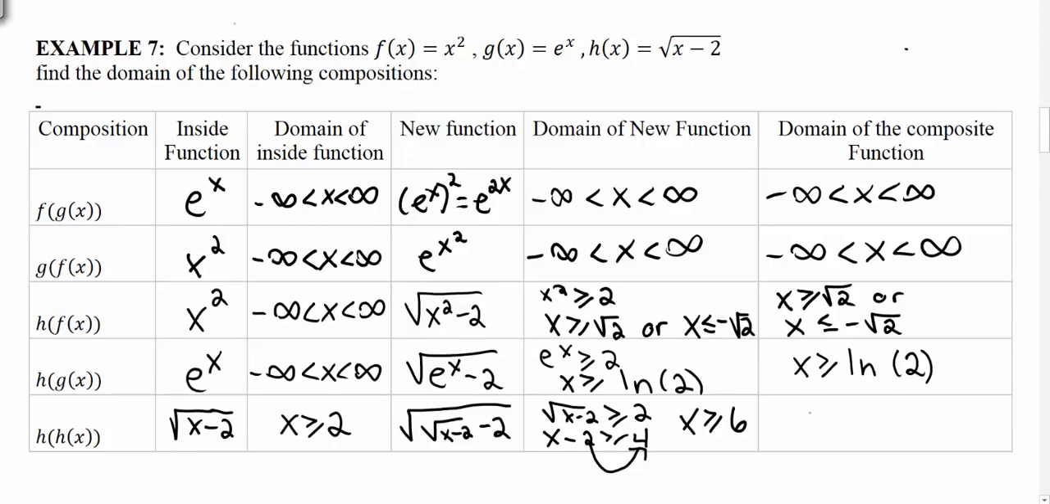So since that's more restrictive, the domain of this composite function is that x has to be greater than or equal to 6. If you'd like to convince yourself, try plugging in 6, 7, 8, make sure it's all positive, and then try something like 5 and see what happens if you run into any trouble. That should be enough to convince you that this is the right domain.